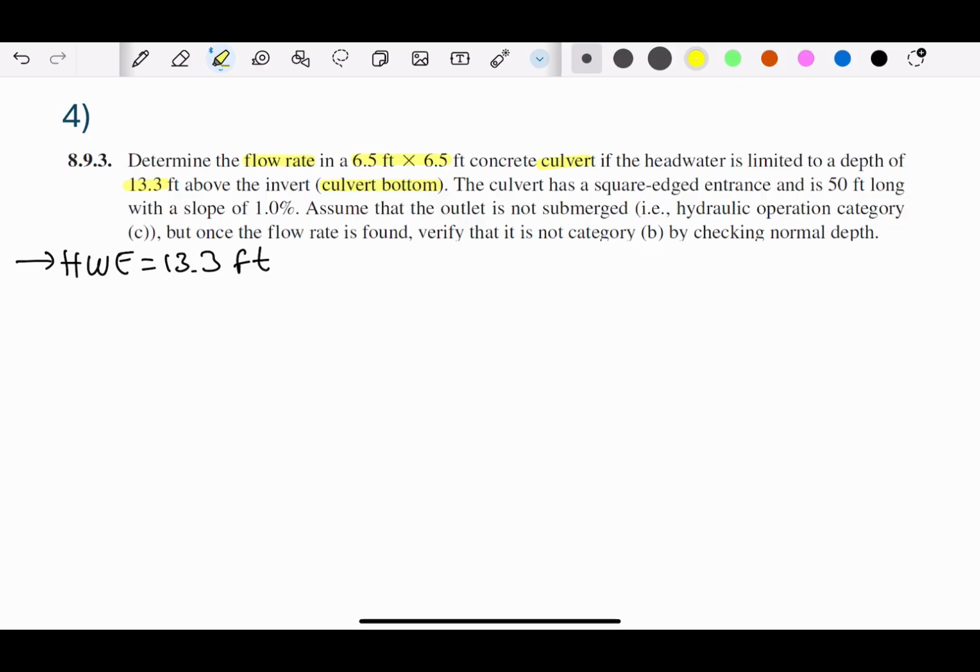Another important information is the culvert has a square-edged entrance, and it is 50 feet long with a slope of 1%. Assume that the outlet is not submerged, which means hydraulic operation category C. But once the flow rate is found, verify that it is not category B by checking normal depth.